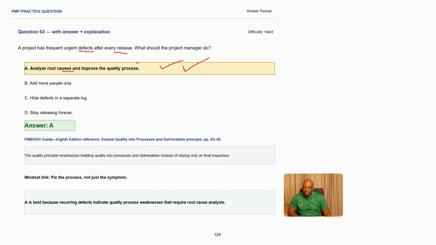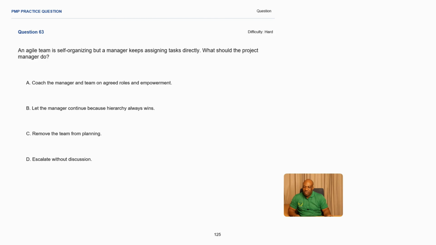And what is our reference in the PM book? Embed quality in processes and deliverables principle. What does it say? The quality principle emphasizes building quality into processes and deliverables instead of relying on final inspection. So you have quality throughout the project. And the best mindset to apply to this particular question is you need to fix the processes, not just the symptoms. So this specific answer is fixing the process. Once you get the root cause, you are able to fix the process, making A the best answer, because recurring defects indicate quality process weakness that might require root cause analysis. Practice question number 63.